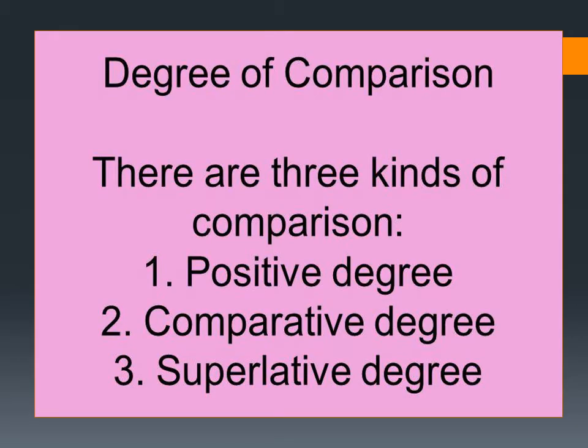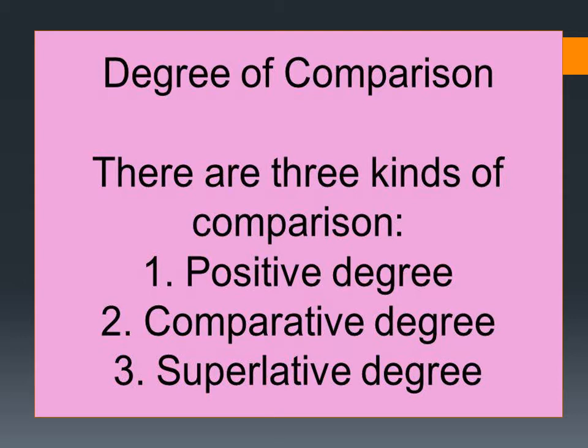Based on the previous slide, we have got three kinds of comparison, children. The first one is positive degree. Second, comparative degree. And the third one is superlative degree. So there are three kinds of degrees of comparison: positive, comparative, superlative. So what is a positive comparison, children? When there was only one person involved, we were talking only about one boy. So when we talk about only one person or one thing, then the adjective used is called the positive degree of adjective.